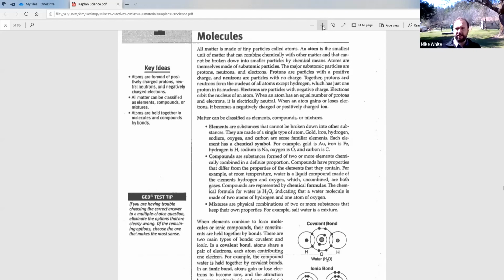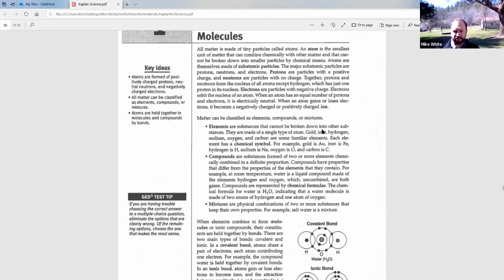But initially, just to recap kind of what we talked about yesterday, atoms are essentially the smallest unit of matter that can be broken down, right? So essentially an atom you cannot break apart. It's the smallest possible form of matter that we have. And those atoms are essentially made up of a dense nucleus that houses the protons and the neutrons, and then electrons that orbit around the outside.